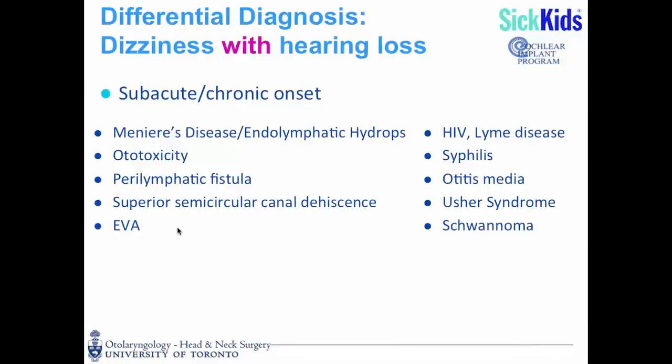Then there's the children with subacute or chronic onset. These are children with ototoxicity, Meniere's disease. Again, otitis media fits into this. So this is just a way of classifying it. It's by no means an exhaustive or complete list, but just a way of getting your head around it as you're thinking about these.